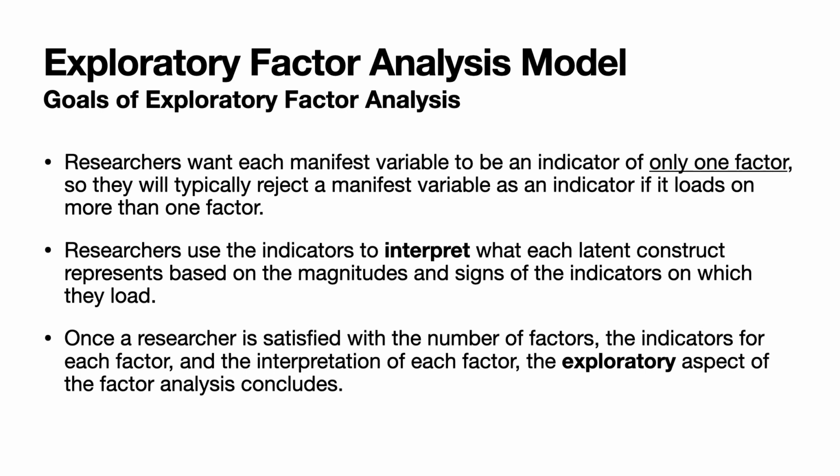Now, researchers want each manifest variable to be an indicator of only one factor. And so they will typically reject a manifest variable as an indicator if it loads heavily on more than one factor. Researchers use the indicators to interpret what each latent construct represents, and they do this based on the magnitudes and the signs of the indicators on which they load. So they try to determine which factors certain indicators are loading on, and then they use the magnitudes and signs of those indicators to interpret the factors on which they load.